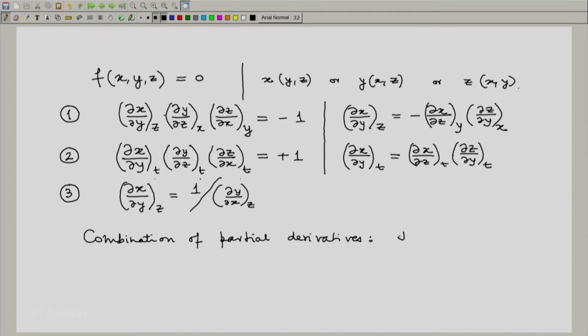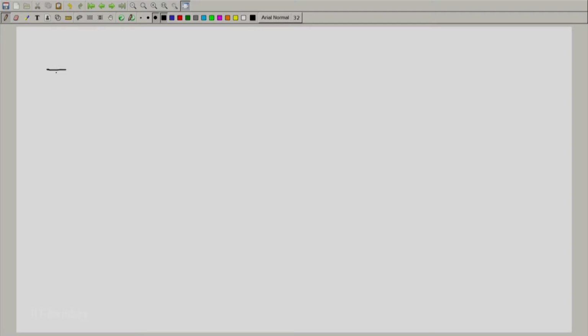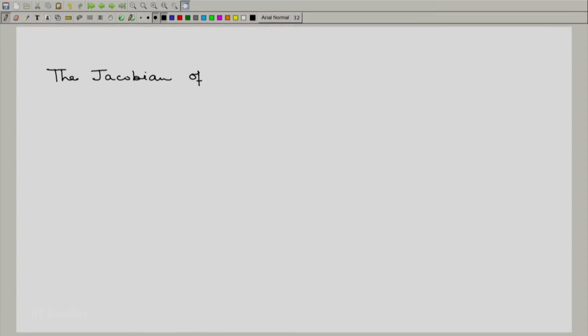Now, the next important thing is a combination of partial derivatives. That is a very important combination, and that is known as the Jacobian. Let us look at what the Jacobian is and what is its use. The Jacobian is like a derivative, but it is some sort of a derivative of two functions. Each one of them is a function of the same pair of variables. So, let us say the Jacobian of uv with respect to xy.